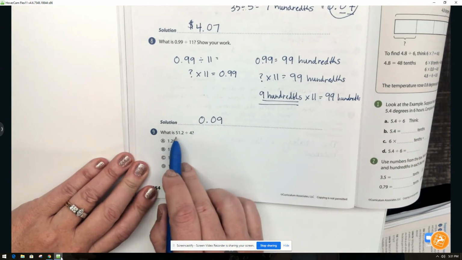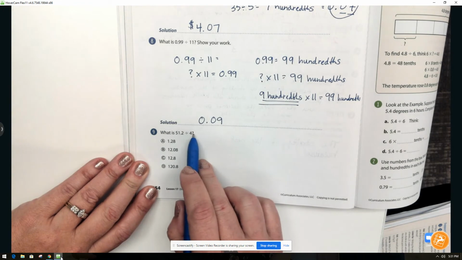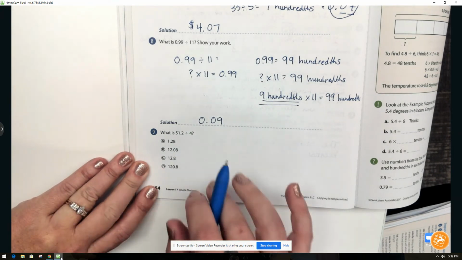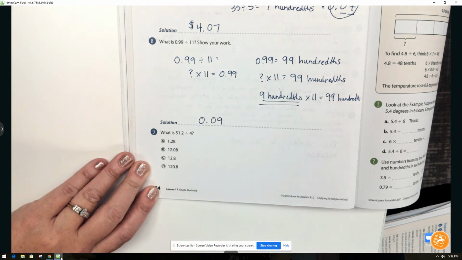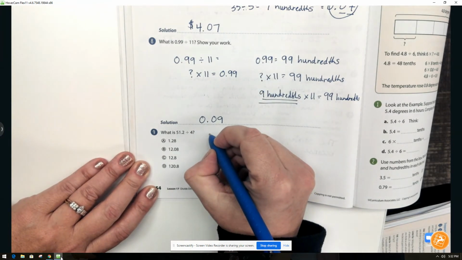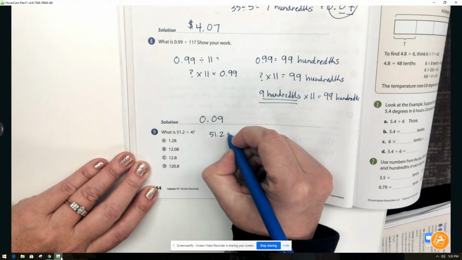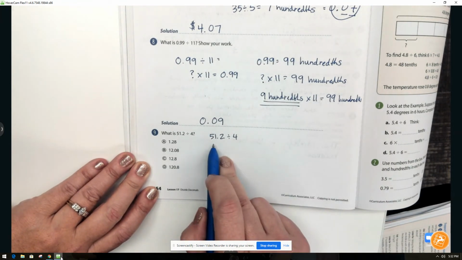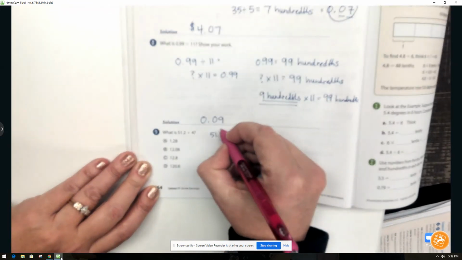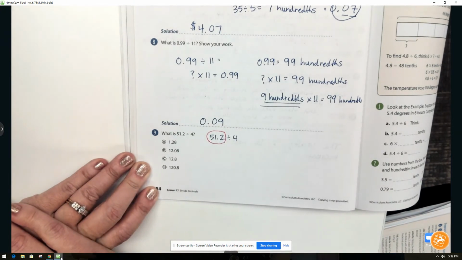Finally, what is 51 and 2/10 divided by 4? For this one, I'm actually going to go ahead and use multiples of 10. I think that that's going to be the best way to help you. So bear with me. Let's first start with the problem. So we have 51 and 2/10 divided by 4. Now, I want to think of this whole number in tenths.